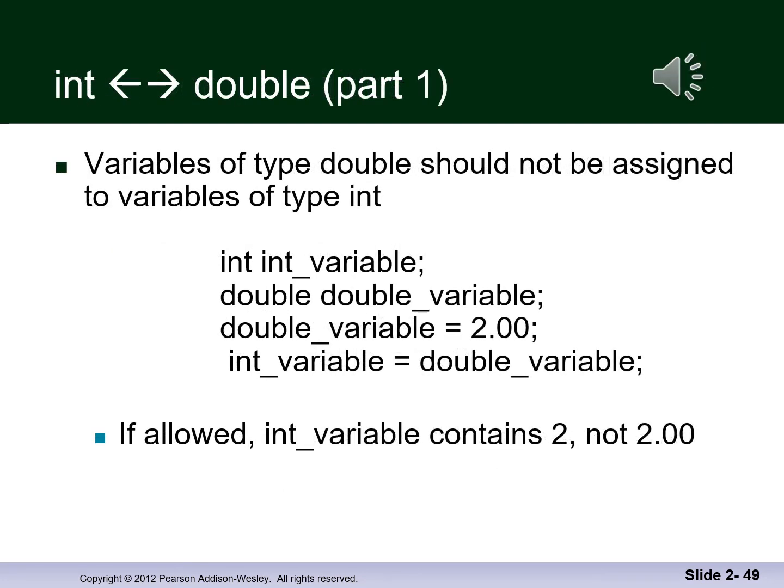This slide illustrates another example of a type mismatch. We declare an integer variable called int variable, and a double called double variable. We initialize the double variable with the value 2.00. All good so far. Here's the problem. Then we assign the int variable the value in the double variable. If this doesn't throw a compiler error, int variable contains 2, not 2.0. An integer variable cannot contain 2.00.